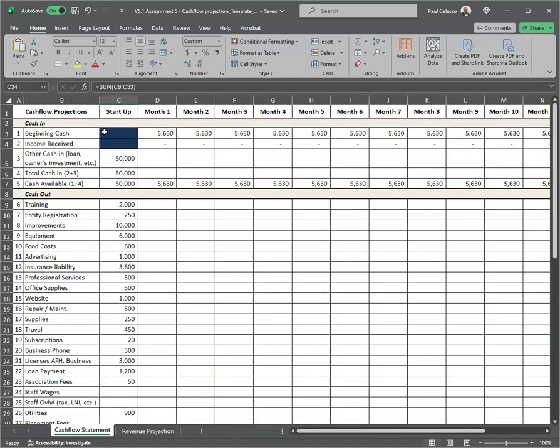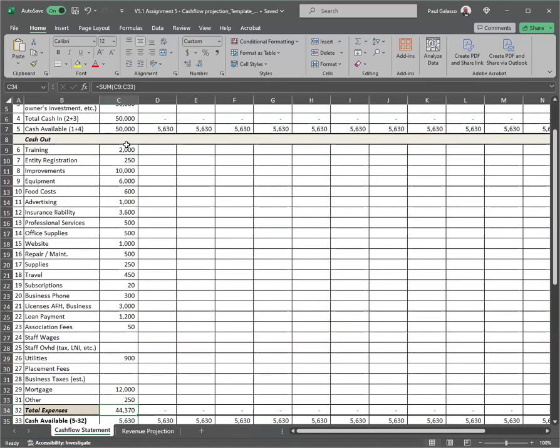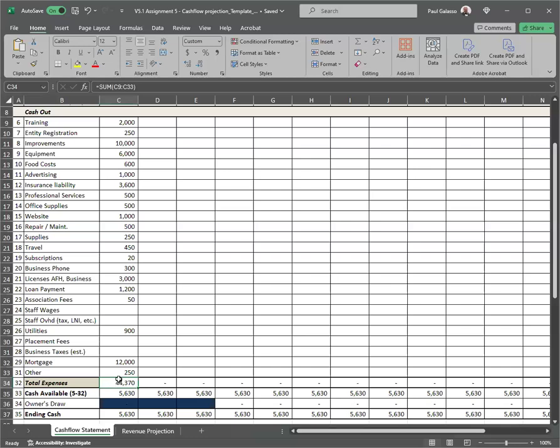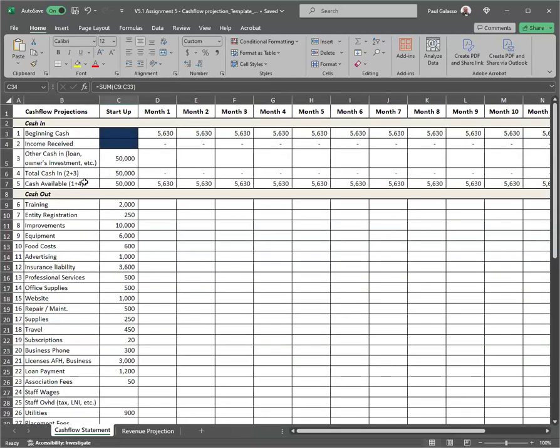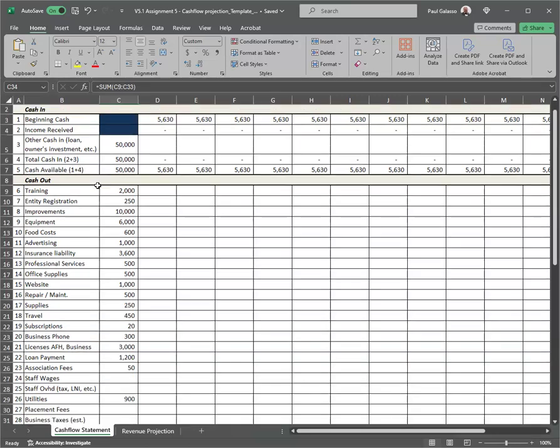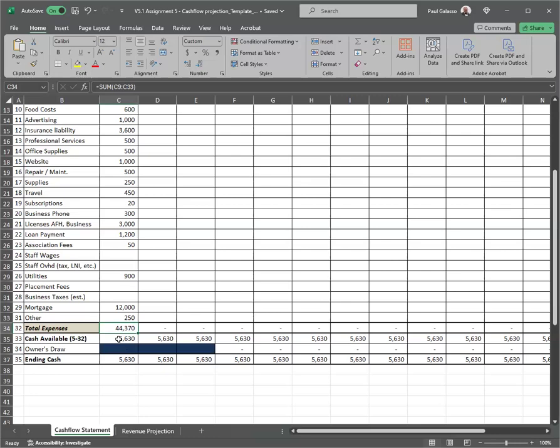Okay. So we go back up to the beginning and we look. So we have in startup, we started our business with $30,000 of owner investment. $30,000 of that was money that we borrowed. Okay. So then we get in and we have our expenses. All of our expenses total is going to be $44,370. So we take our total expenses for the startup phase, subtract them from the total cash available in line 5 for the startup phase, which leaves us $5,630 that we have for cash available at the end of the startup phase.